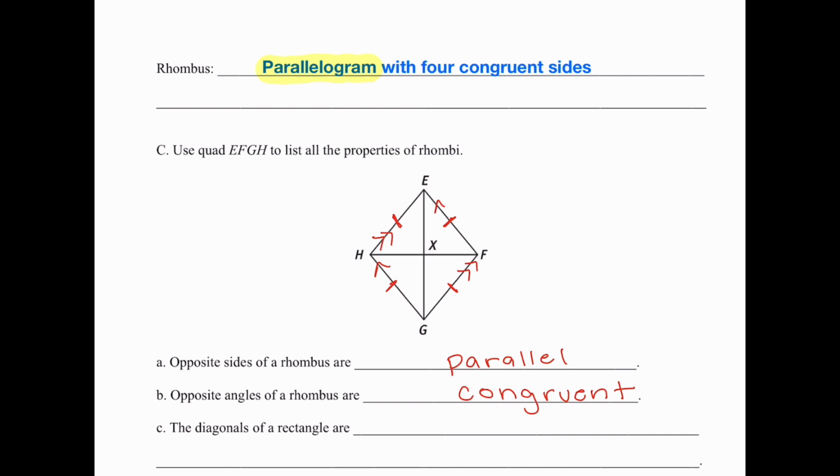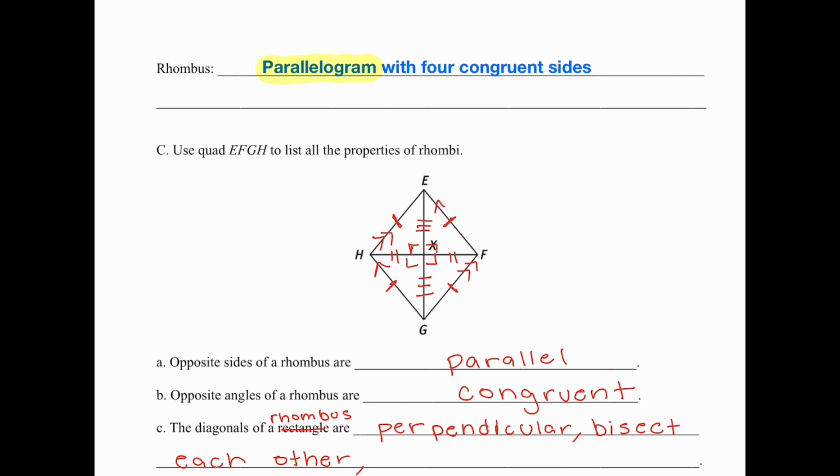This should say rhombus. The diagonals of a rhombus not only bisect each other, but are also perpendicular, which means they intersect to form right angles. And I know that they bisect each other. And the diagonals also bisect the angles.